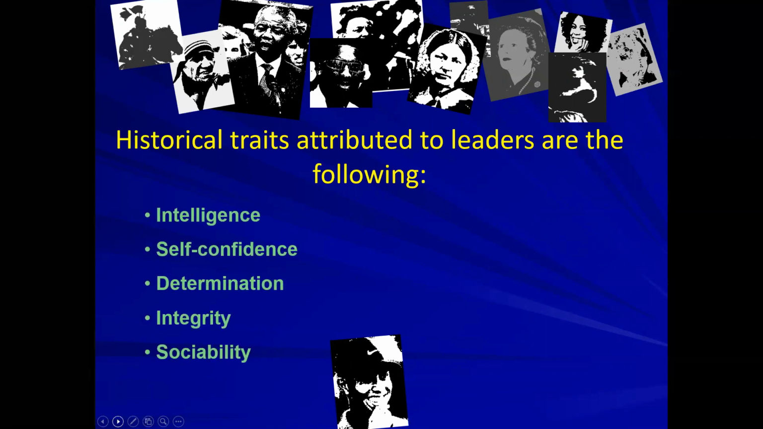Of course, they possess intelligence. That's why we are idolizing them. Not just because of their charisma, but of course their intelligence, their concepts, their models, and their great contribution to the development of mankind. Self-confidence, they are determined. That's why they became successful in their chosen field. They also have integrity.